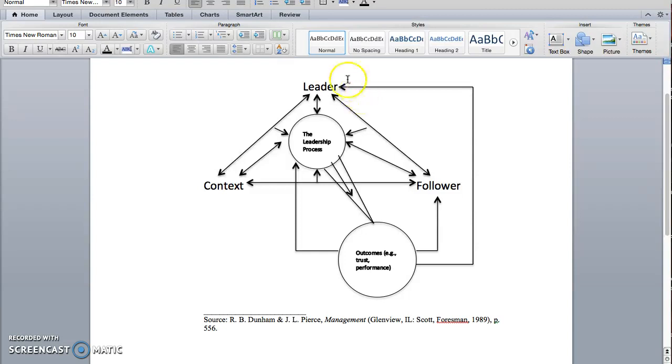And the leader and follower, we understand there's things we'll learn about them this term. And then, of course, the context, that could be formal or informal. It could be an organization, a nonprofit, such as the Friendship Home, or it could be a family-owned business or a restaurant. It could be a sports context, like a basketball court or a football field.